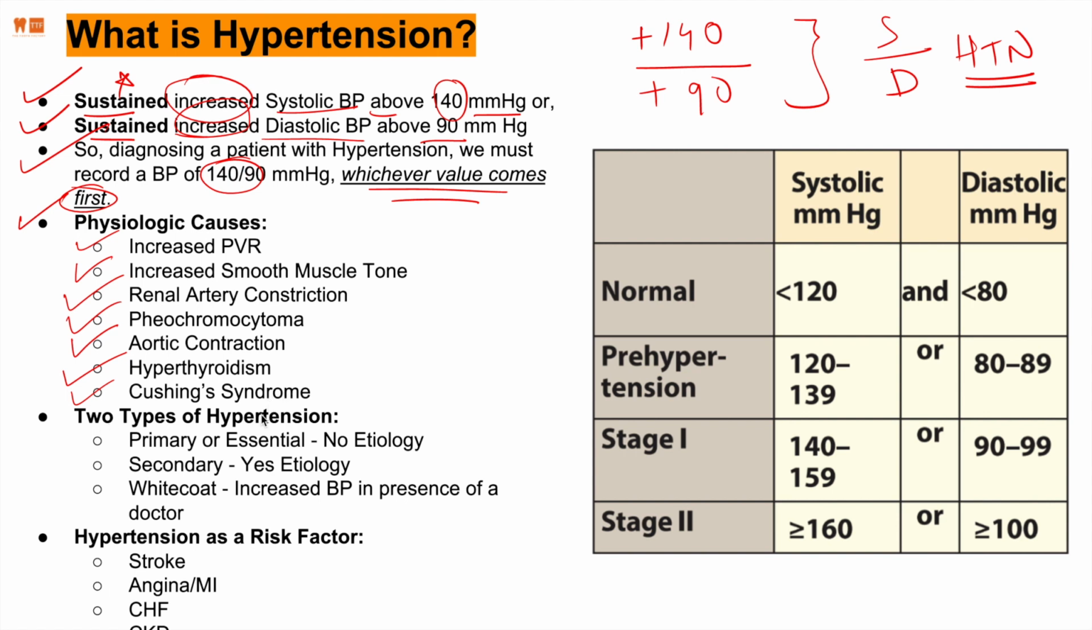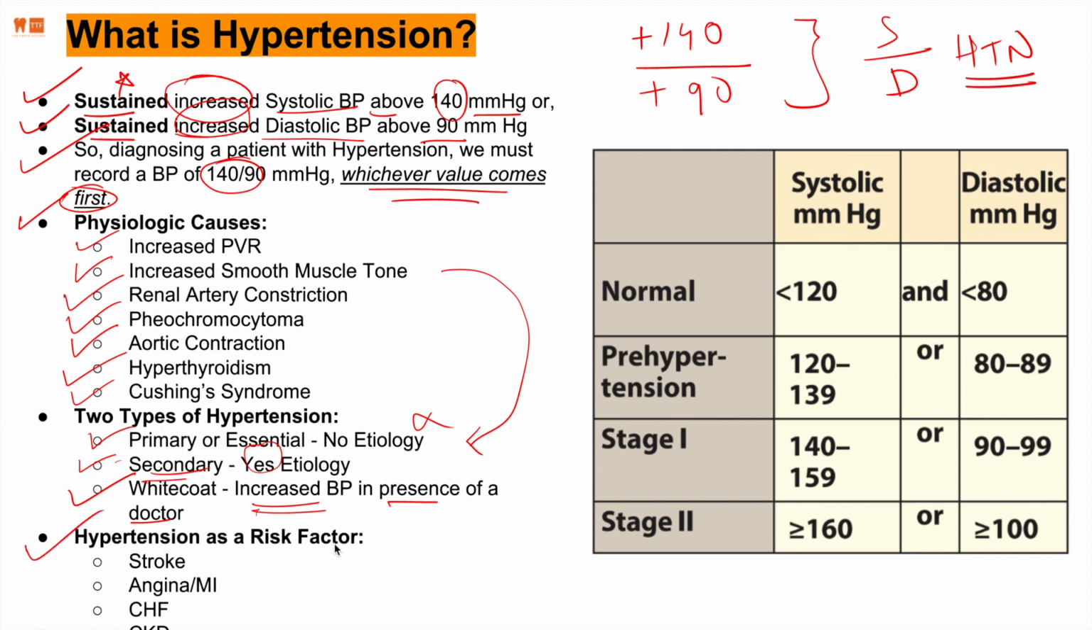Two types of hypertension. There's primary or essential, and there's secondary. Primary or essential has no etiology. It just happens, unknown. But secondary is the one that actually has a cause. So if all of these caused hypertension, then we can classify it as secondary hypertension. But if it just happened and we happen to detect hypertension, there's no etiology that we can assign it to, then it's primary hypertension. Then there is something known as white coat hypertension. It's just a transient increase in blood pressure in the presence of a doctor.